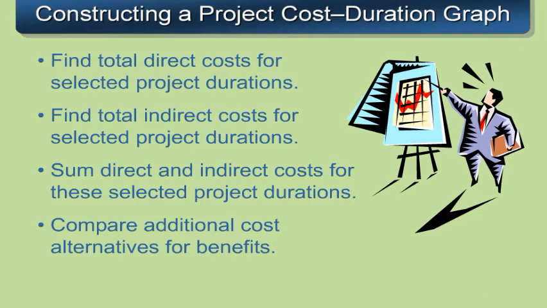The screen you just saw was a project cost duration graph. If you were going to construct one of those, you would first find the total direct cost for selected project durations, find the total indirect cost for selected project durations, get a total cost by summing direct and indirect costs for these durations, and then compare additional costs and alternatives to see where the benefits are for reducing the total project time while optimizing cost.